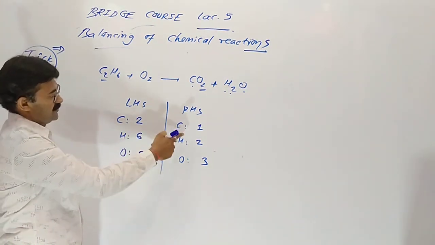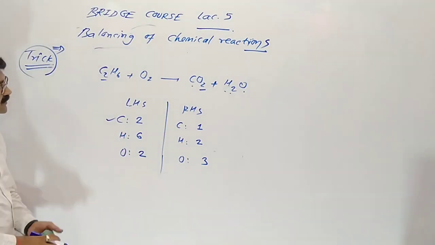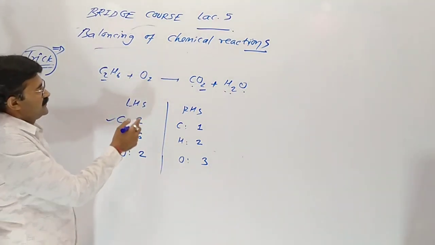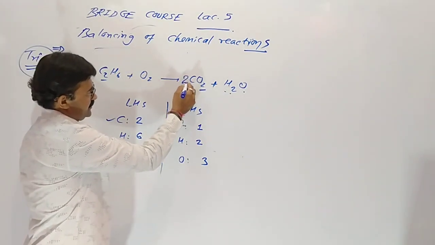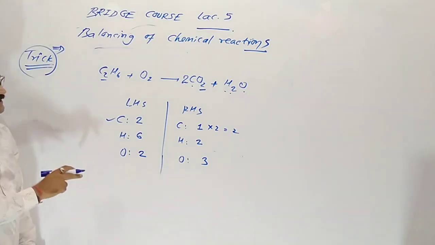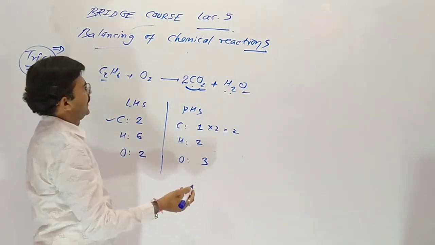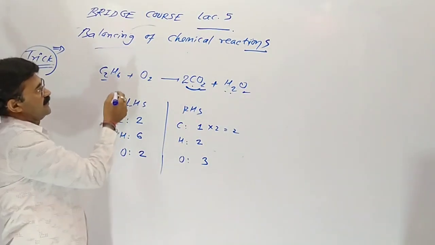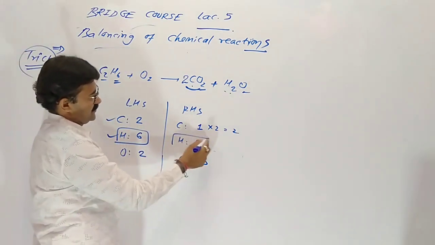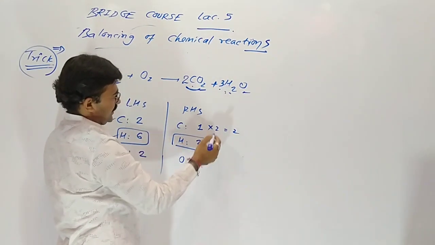So carbon, yes, we have to choose carbon. Carbon comes here in only one place, and here also in one place. So here should be 2. Carbon is balanced, but oxygen is changed. You can see 2 2s are 4, 4 plus 1 is 5. And here hydrogen is also not balanced. Here 6, here 2. So here 3 2s are 6.